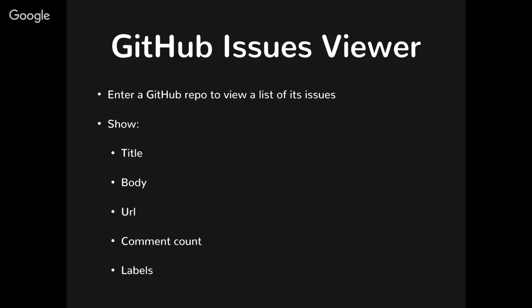So the example I gave is a GitHub issue viewer. We're going to enter a GitHub repository name in. It's going to do an HTTP request and give us the issues back. And the things that we're going to show from that JSON payload, each issue is going to come back with a ton of information. We don't really care about most of it. We're just going to show the title of it, the body, the URL, how many comments are on there, and then the different labels that are applied. Things like bug or won't fix or enhancement. Those are probably the standard ones.